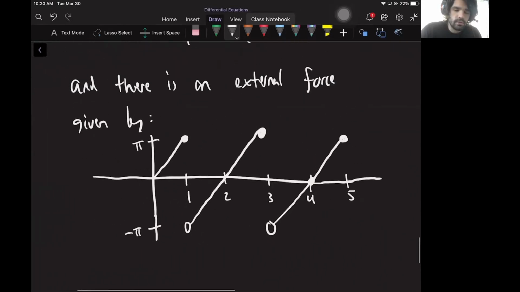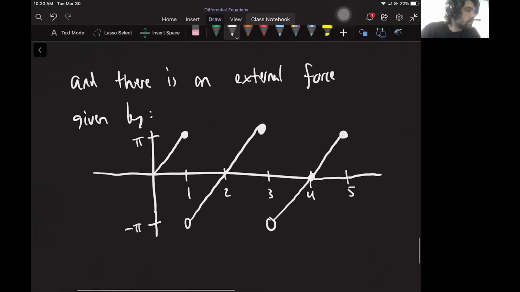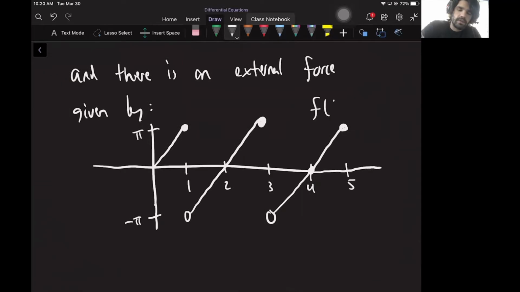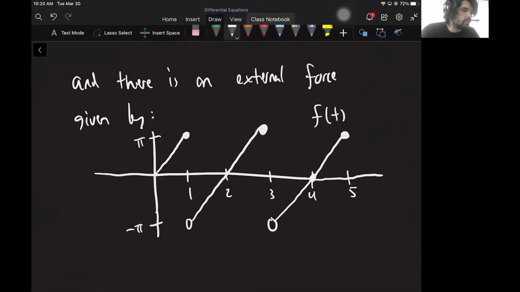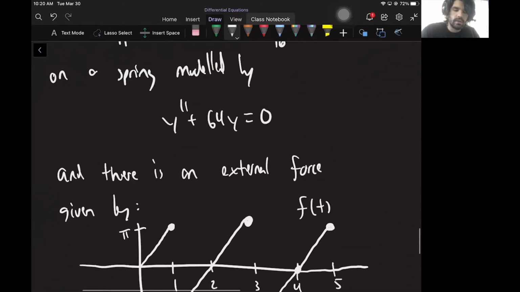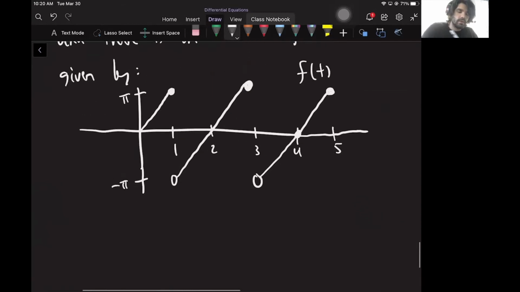So this is the external force. So this would be f of t, the external force function. So we need to write f of t somehow in order to write down the differential equation that we're trying to solve.